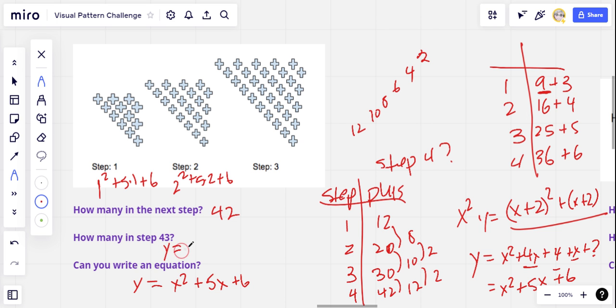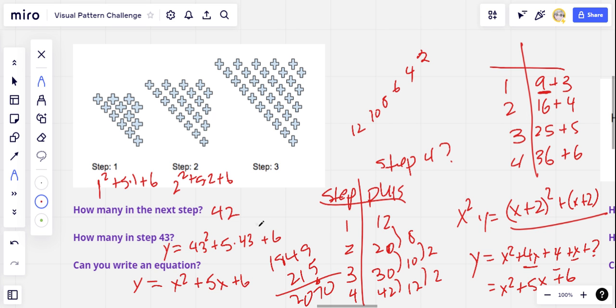So I would say y equals 43 squared plus 5 times 43 plus 6. And let's see, 43 squared is 1849. And 5 times 43 is 215 and another 6. And I think I'm getting 2070. So 2070 plus signs in step 43. Is that what you got? You want to check my math and let me know if I got it right?